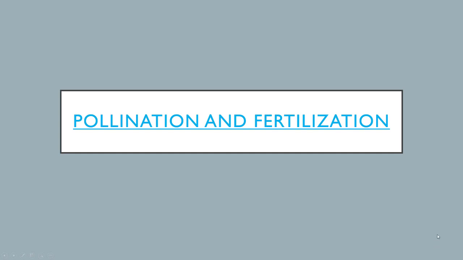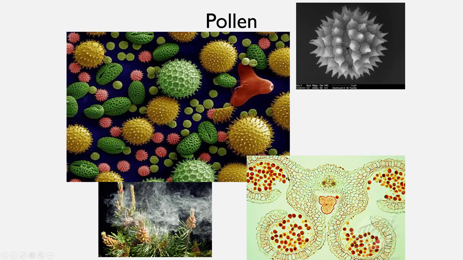So next with flowers, we're going to talk about pollination and fertilization. Pollen comes in all shapes and sizes. In the bottom right corner here, that's an inside view of a pollen grain. And the bottom left corner, I know many people have seen this, is pollen from a conifer. I'm very lucky to not be allergic, so hopefully nobody out there is allergic.